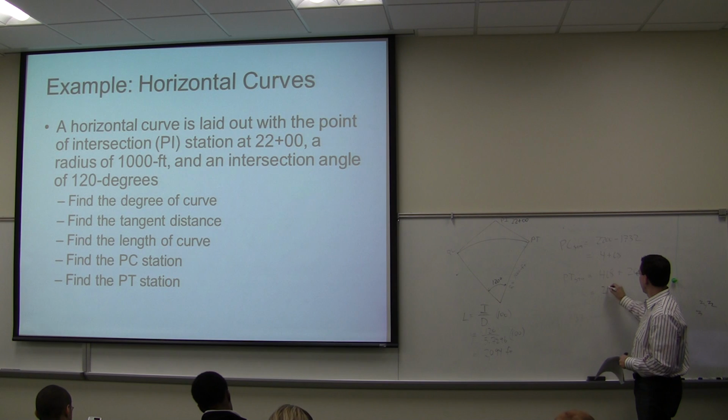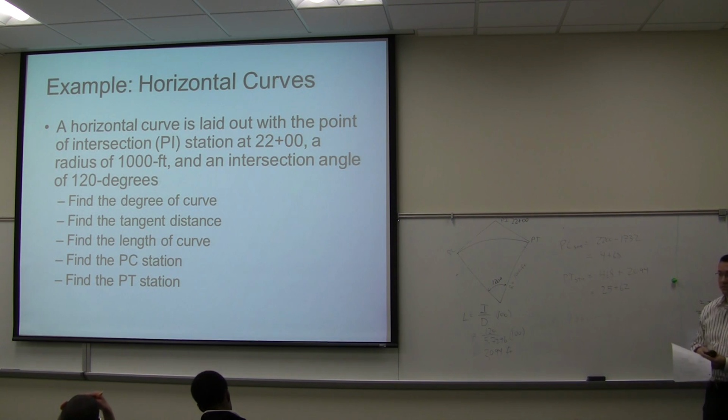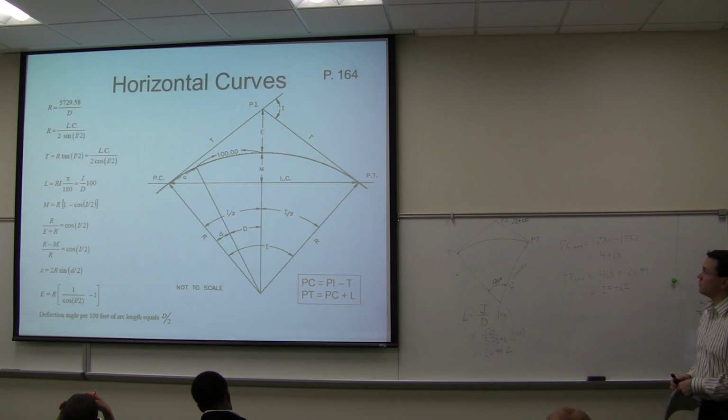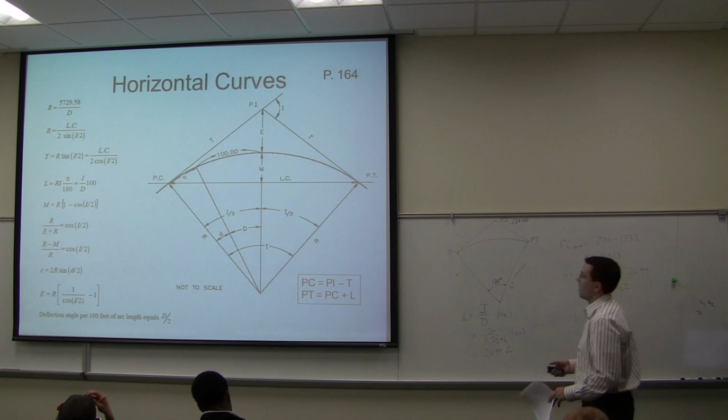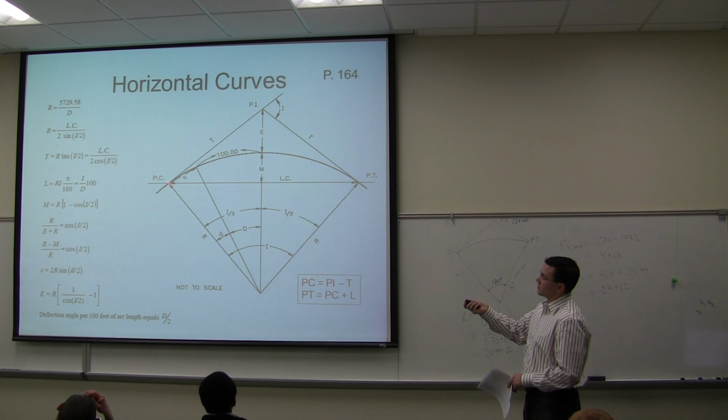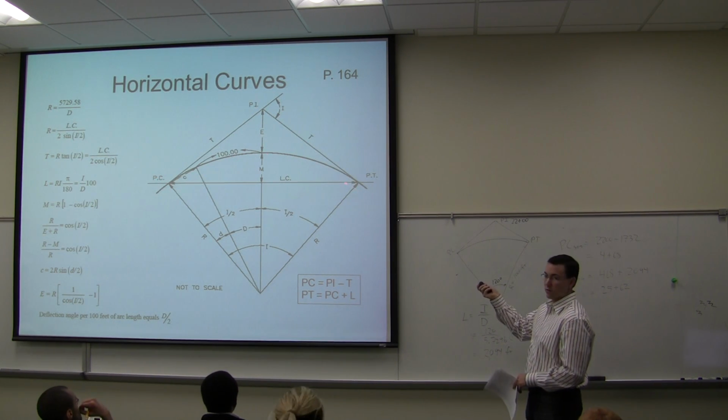So why can you do PI minus T equals PC, but not PI plus T equals PT? Because we need the stationing reference along the center line.